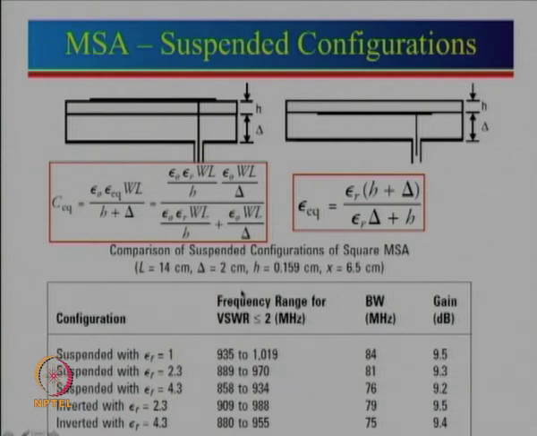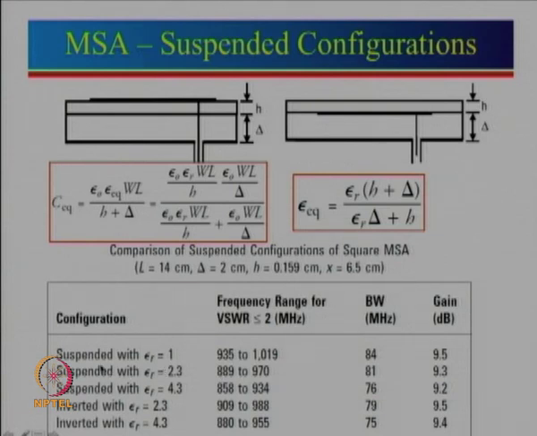We have given an example here, taking delta as 2 centimeter and h as 0.159. You substitute the values for these cases and you can find epsilon equivalent, and what you will find is that epsilon equivalent is almost of the order of 1.1 for both of these substrates. Okay. So, epsilon equivalent 1.1 means epsilon is less, that means bandwidth will be more. So, here we have a case.